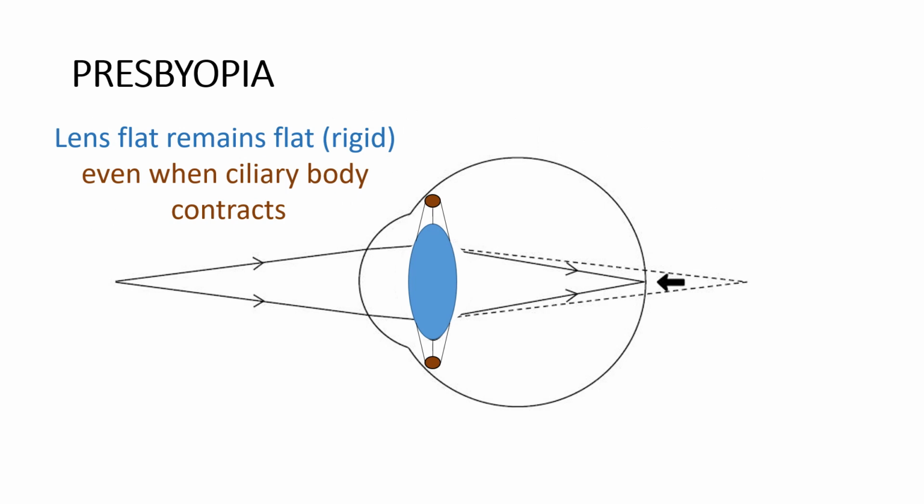So here is what happens. The lens remains flat even when the ciliary body contracts.